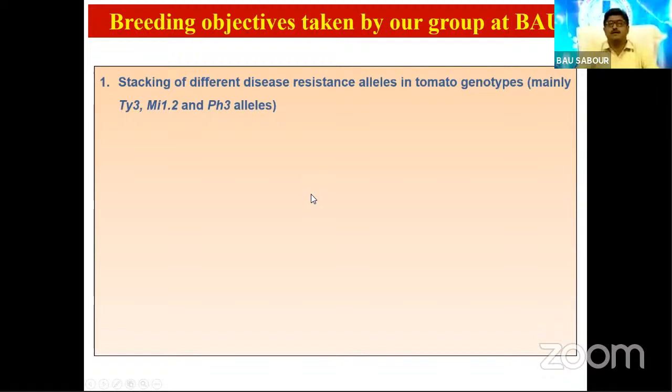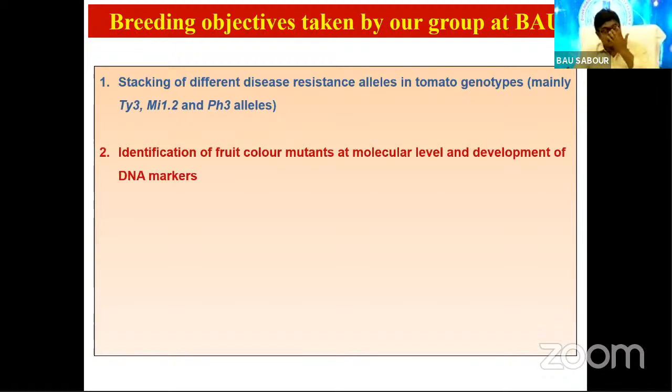On the basis of this information, our group at BAU is working on some objectives. The first one is stacking of different disease resistance alleles in tomato genotypes, and we focus mainly on three resistance alleles. The first one is Ty3, which gives resistance against tomato leaf curl disease. Mi1.2 is the gene which gives resistance against root knot nematode caused by Meloidogyne incognita, and the Ph3 allele is a horizontal disease resistance allele, giving much more resistance against different strains of Phytophthora infestans causing late blight in tomato. We are also working with some other disease resistance alleles, but our major focus is on these three genes.